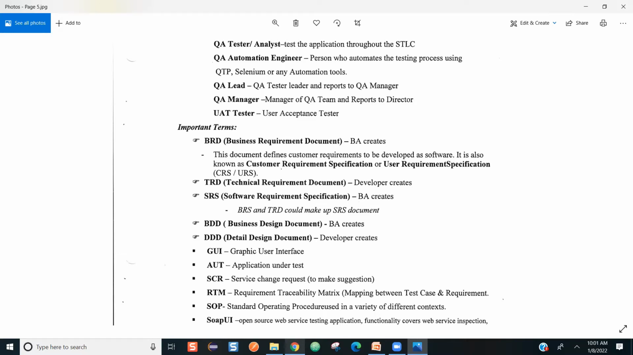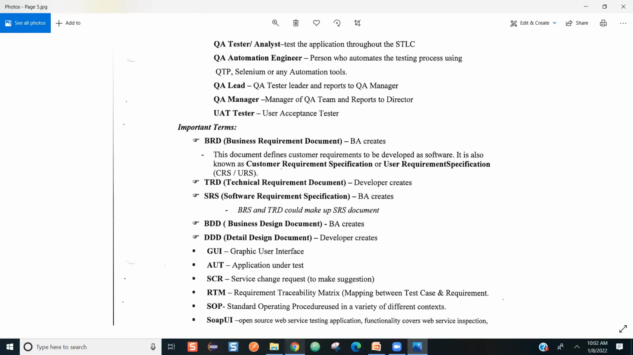So the terms are QA tester, QA analyst, QA automation engineer, QA lead, QA manager, and the other one, UAT tester, user acceptance tester. You just need to know UAT. Because we are learning the key points, it's only keywords in the QA industry, for your interview.